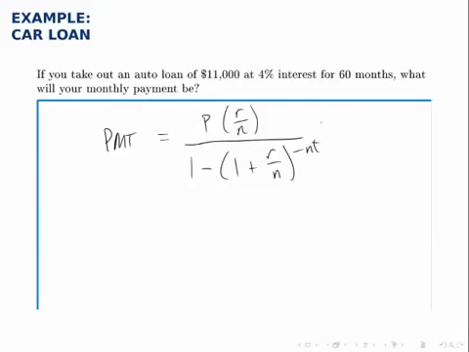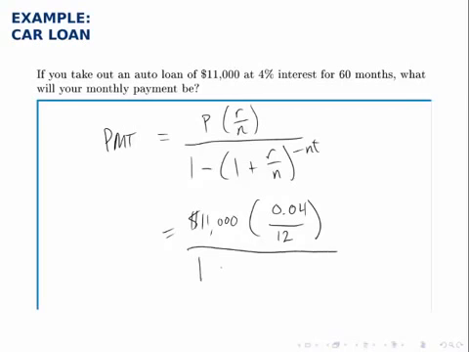Once we have the formula, all we have to do is fill in the pieces we know and find what we don't know. We know that the principal of the loan is $11,000, so that's P. We know that the interest rate is 4%, so we fill that in. We're making monthly payments, so n is 12. And we just fill in the rest of the formula.